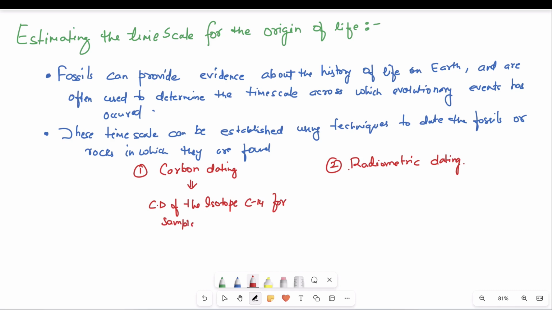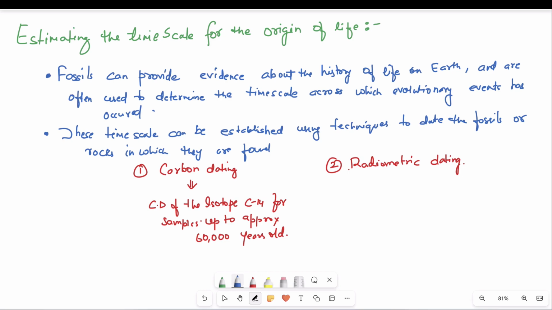Body is made up of carbon, right? So you can take the carbon from that, and carbon 14 samples show up to approximately 60,000 years old. So there's a good chance of getting remarkable information.